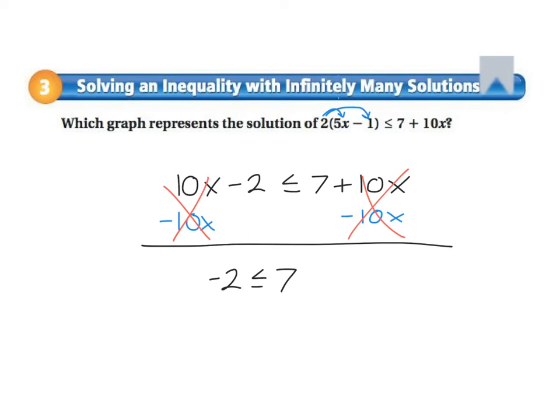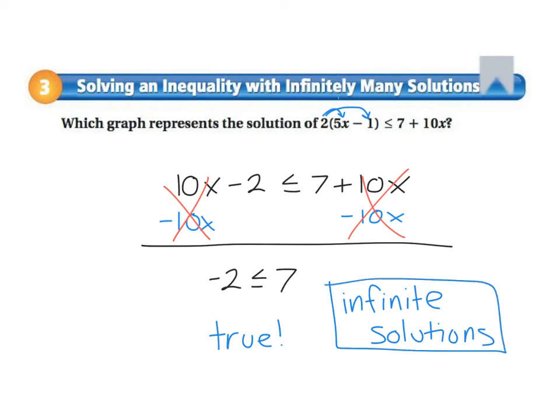So now I have to decide, is this true or false? And yes, this is a true statement. -2 is smaller than 7. So that means we have infinite solutions. That means every single number on our number line works.